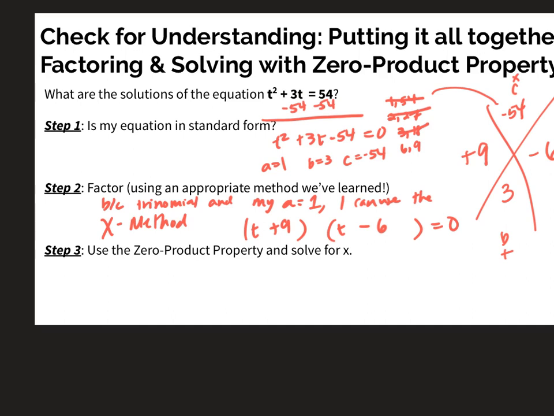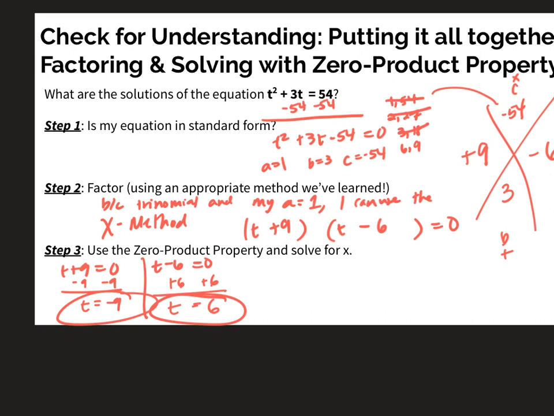Looks good. So now I can go ahead and use my zero product property. I know because I'm multiplying these two factors and it equals 0, my first factor can equal 0. So t plus 9 can equal 0. But then also t minus 6 can equal 0 as well. I'm just going to go ahead and solve for t in both of those. So I'm going to subtract 9 on both sides to get t equals negative 9. I'm going to add 6 on both sides to get t equals 6. Looks like I found both my answers. So we should have gotten negative 9 and 6 for the t values.